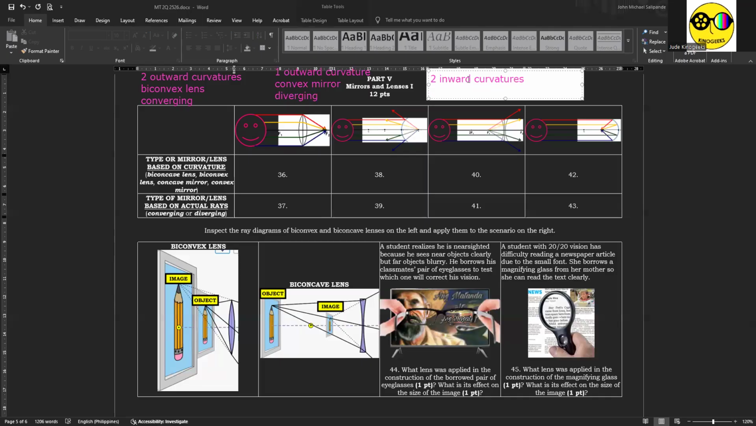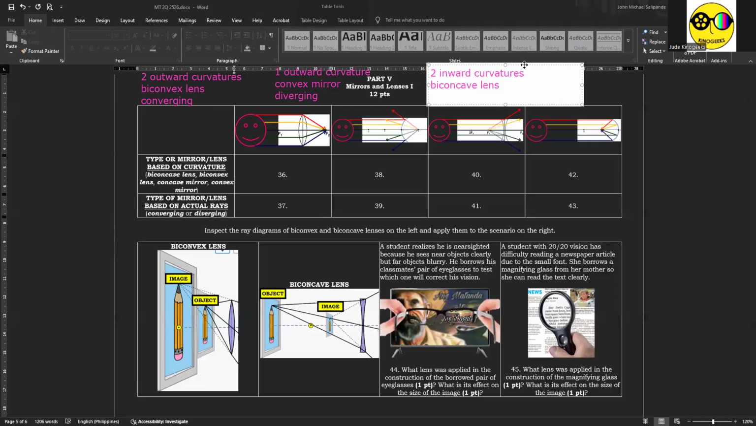Okay? If you have two inward curvatures, that's considered a biconcave lens. When we say inward, that's concave, and because there are two inward curvatures, concave becomes biconcave. Okay? And just like number 38 and 39, judging whether this lens is converging or diverging is again tricky because you have actual lines spreading out from the lens, and you have imaginary lines intersecting at F1.